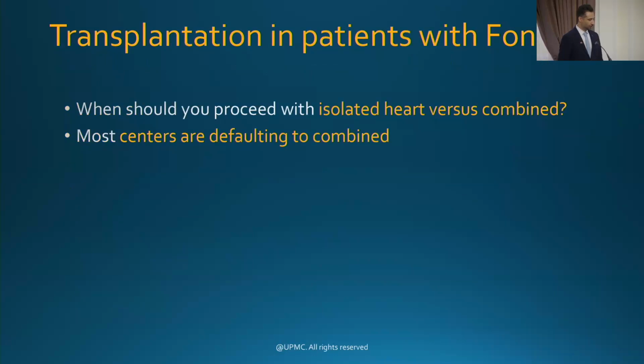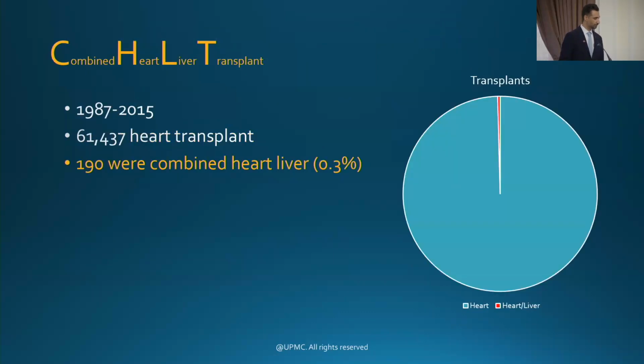So when should you proceed with an isolated heart versus combined? Nobody knows. There is very limited data. In fact, most centers are now defaulting to combined. Although this is a cautious and prudent and maybe easy thing to do, is this always in the patient's best interest? Combined heart-liver transplant is a rare phenomenon, and although recently there may be a slight uptick in cases, historically they make up a tiny sliver of transplantation.